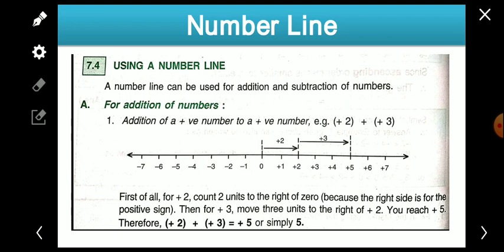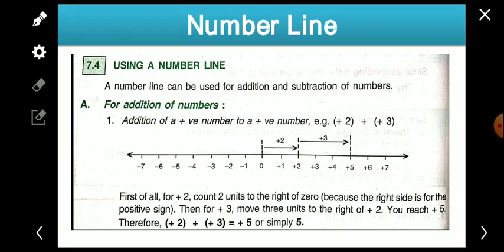In the previous session we learned what a number line is and how to represent numbers on the number line: how to represent natural numbers, whole numbers, and any integer. So today we are going to learn how to add numbers using the number line.